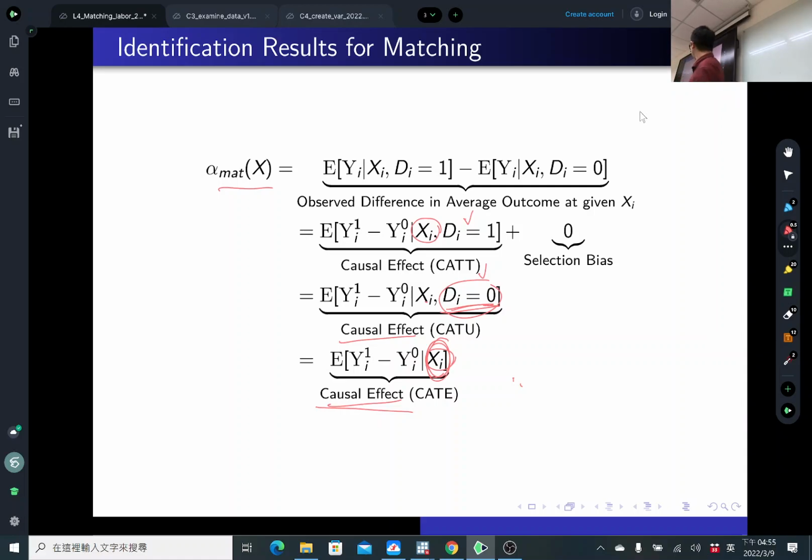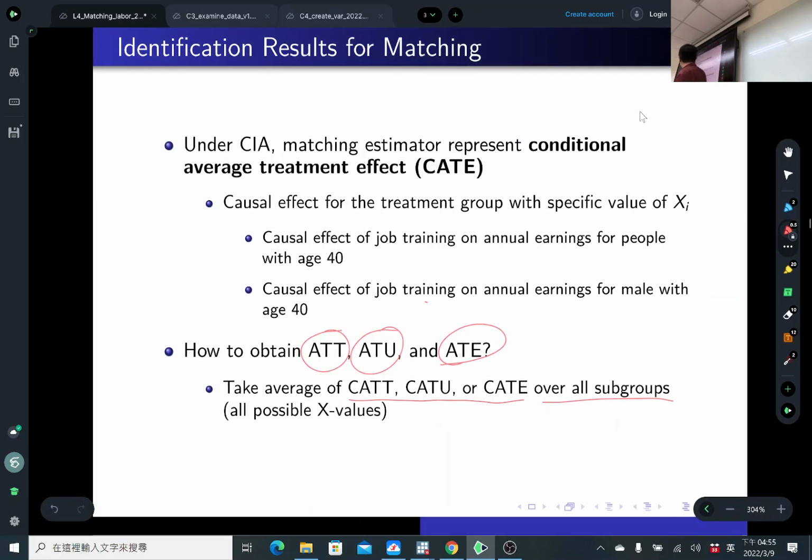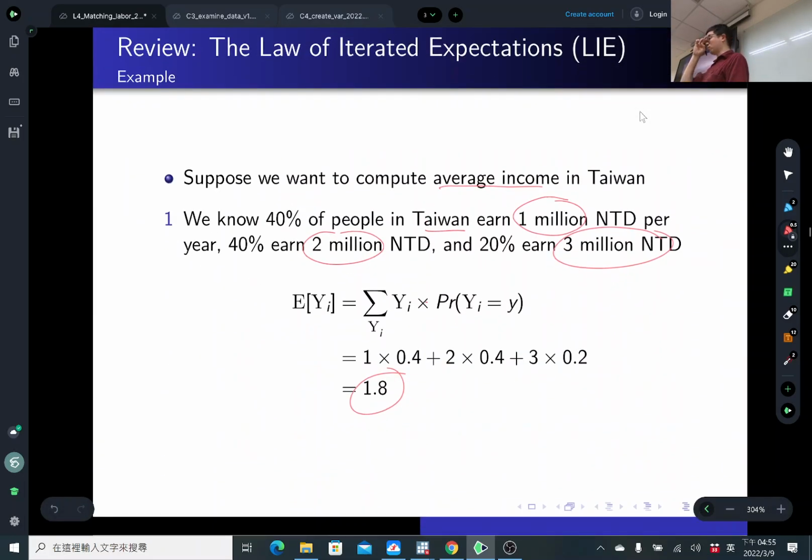And then we just take average over the gender or over the age, and then we can get the average effect for whole population or for the treatment group. Okay. So any questions for this? Okay.